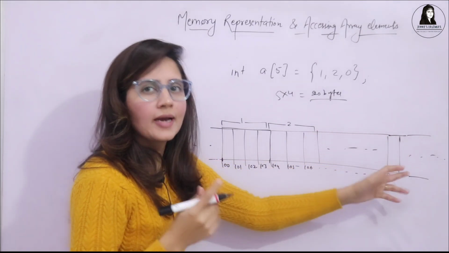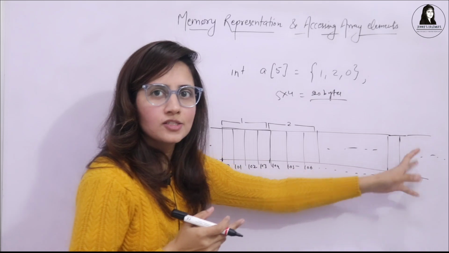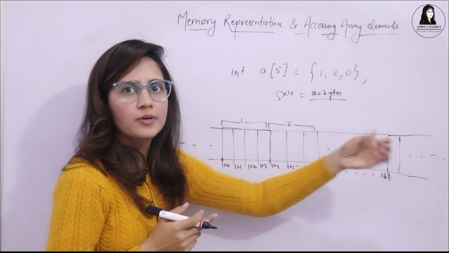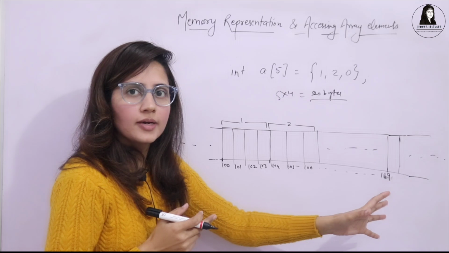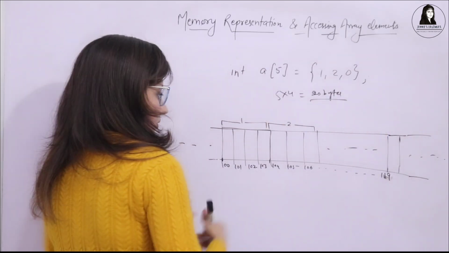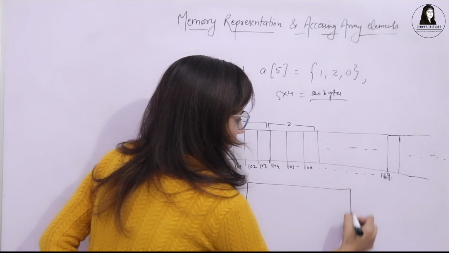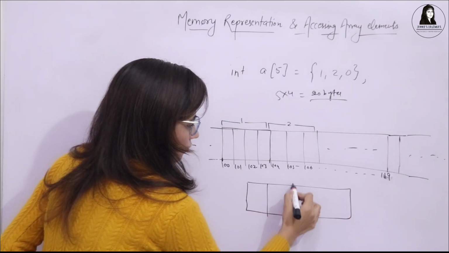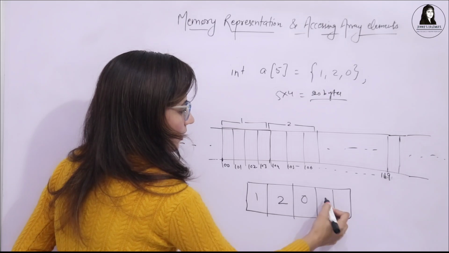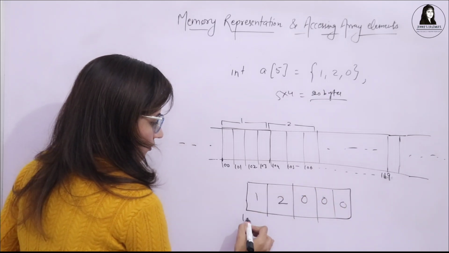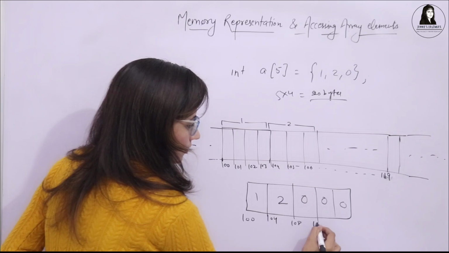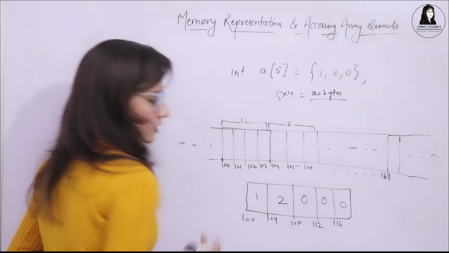Next 4 bytes, again 0 would be stored. Next 4 bytes, again 0 would be stored. Because only 3 elements we have given, the remaining 2 elements would be 0 by default, right? So more simply, if I draw this, we can draw something like this: 1, 2, 3, 4, 5. So 1, 2, 0 and the remaining would be 0, 0. If the address is 100, the next addresses would be 104, 108, 112 and 116.